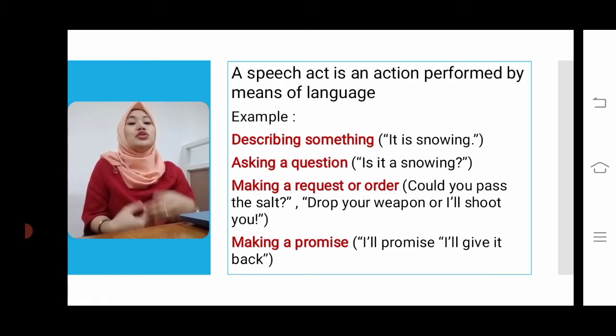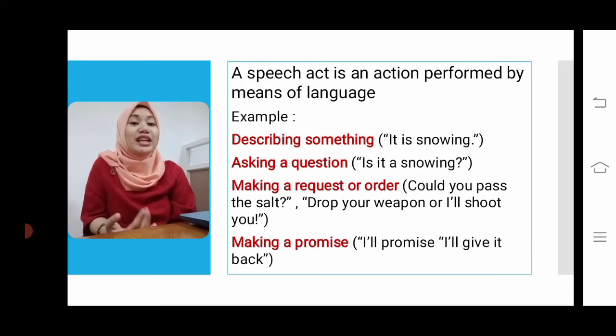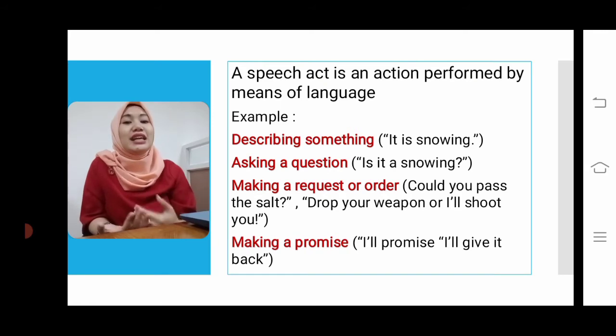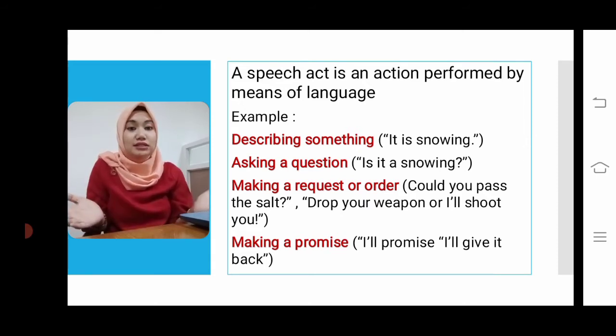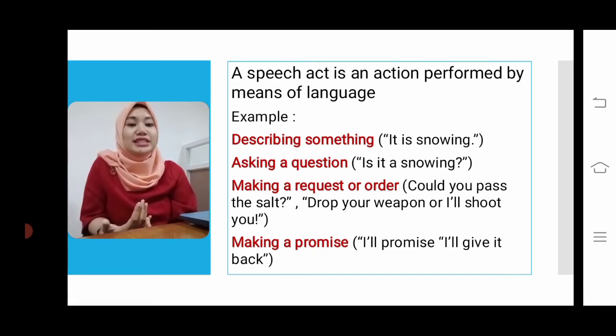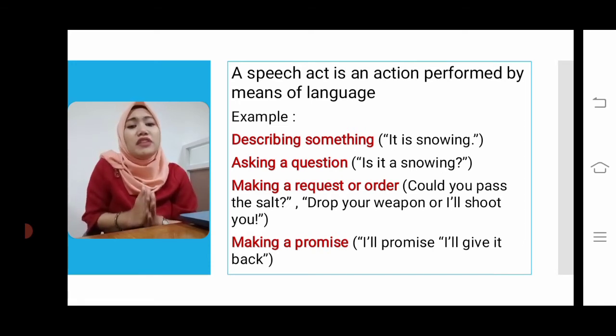Or if we want to ask a question, we can say, is it snowing? Or if we want to make a request or order, we can say, could you pass the salt? Drop your weapon or I will shoot you. Request, order. Or if you want to make a promise, you can say, I promise, I'll give it back.